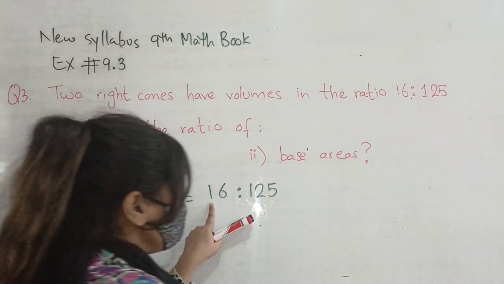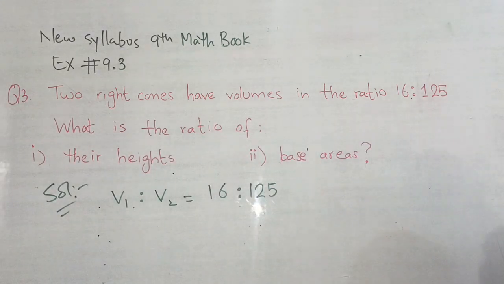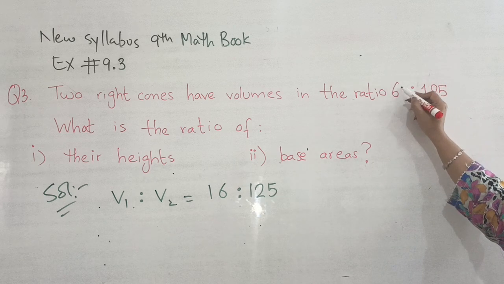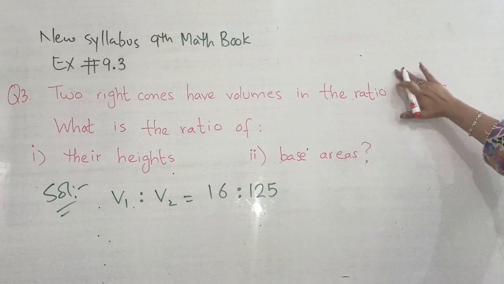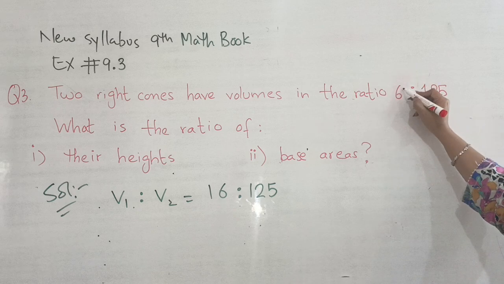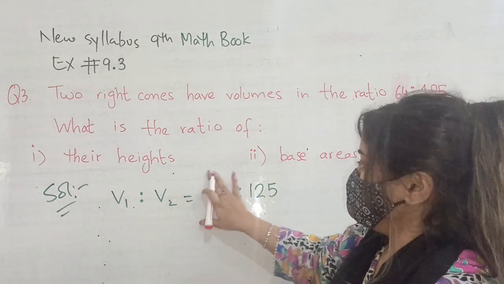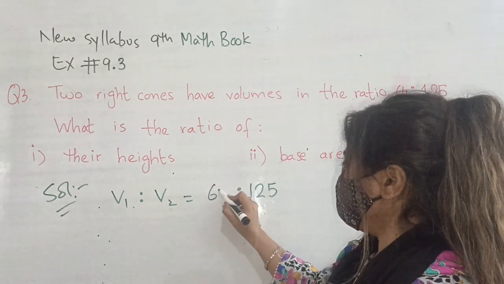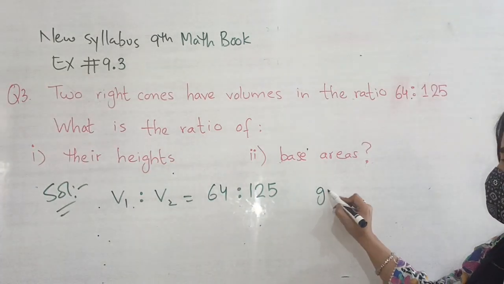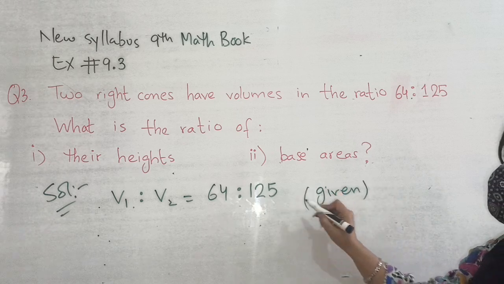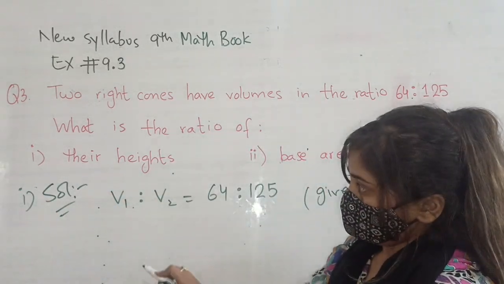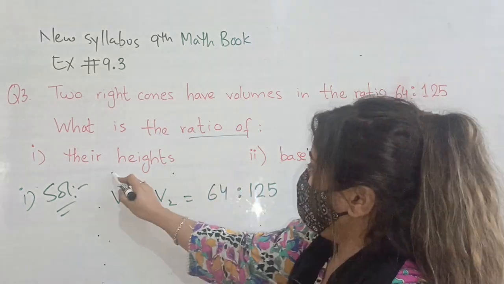Students, by mistake I have written the wrong question. This is not 16, this is 64. As this is 64 instead of 16. So this is given. Write the question carefully. And what we have to find in the first part is the ratio of their heights.